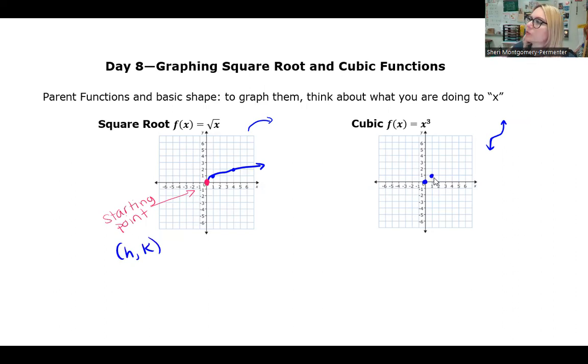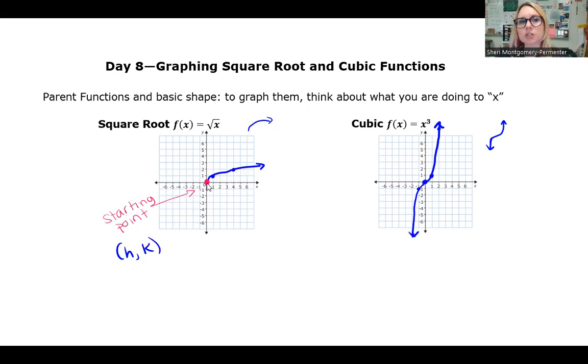Okay, let's do 2. We go over 2. What's 2 times 2 times 2? 2 times 2 is 4. 4 times 2 is 8. So we go over 2 and then we go up 8. It's actually off the graph just a little. Cubic graphs have symmetry. So as soon as you do this side, it has symmetry the other direction, so I'm going to do that the other direction.